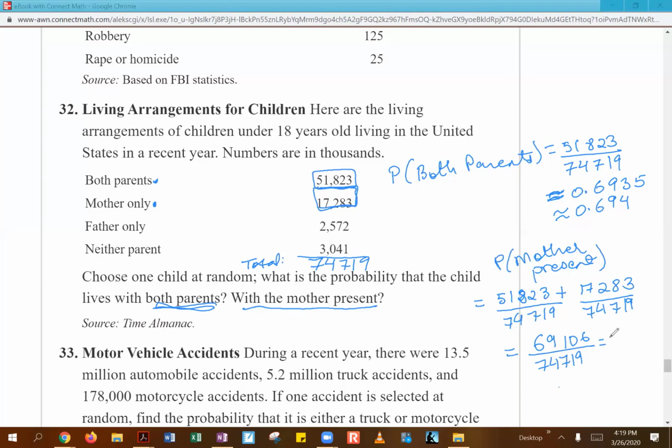And as a probability, this comes out to be approximately, I'm going to write it down here, you've got 0.9248 or approximately 0.925. So those would be your two answers for this example. So with the mother present and living with both parents. Okay, again, look through those examples.